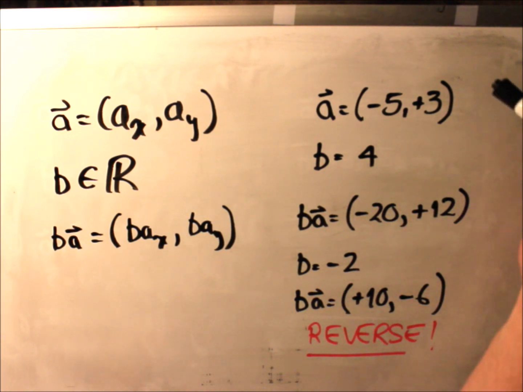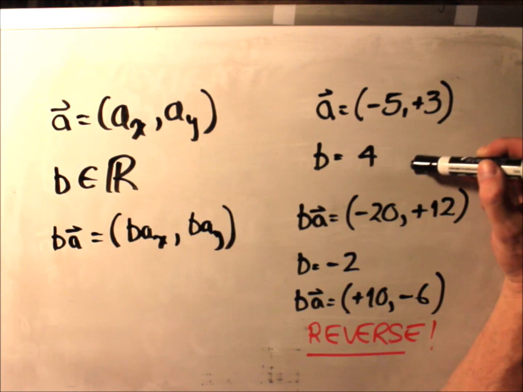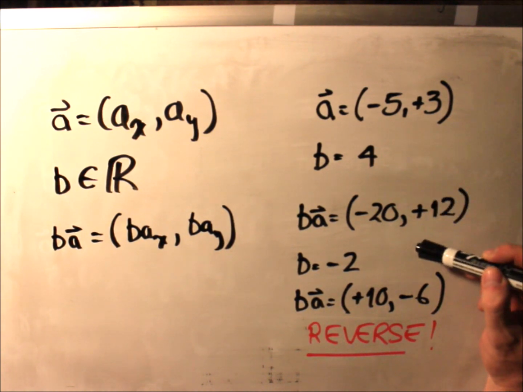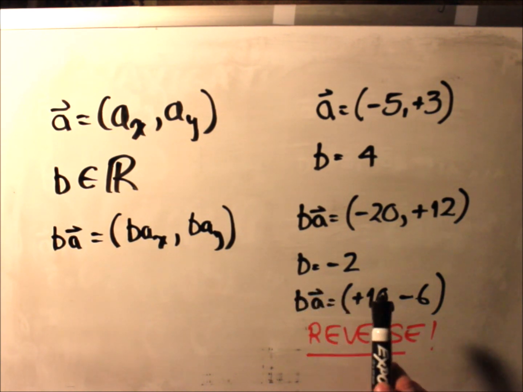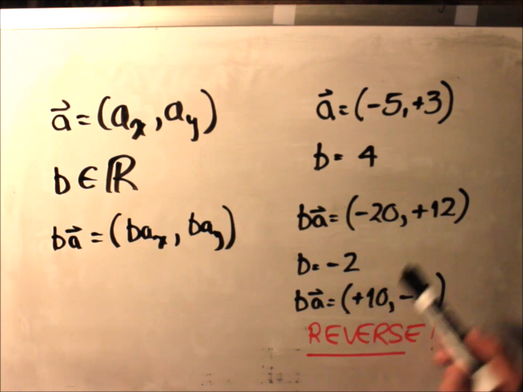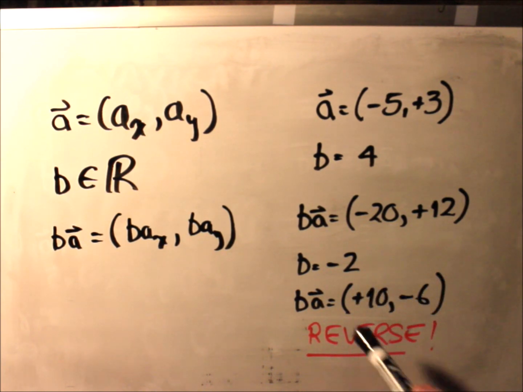Over here, you can see a numerical example. If A starts off at -5, +3, and B is 4, we end up with -20, +12. Pretty straightforward. However, there is a special case. If B is negative, you follow through the same way, but the result is, in addition to changing the length of the vector, it also reverses the direction. So if the sign is negative, this reverses the direction of the vector.